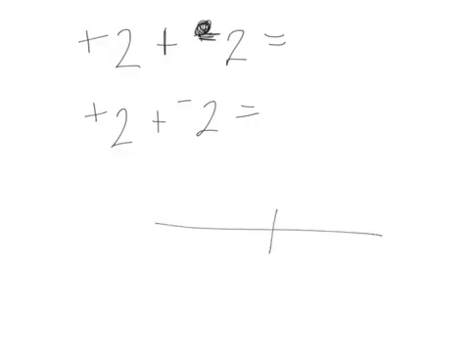Here's our number line. Here's a 0, positive 2, positives to the right, okay, plus negative 2, negative to the left, 1, 2. So now I'm at 0. Okay, let's do a couple more.